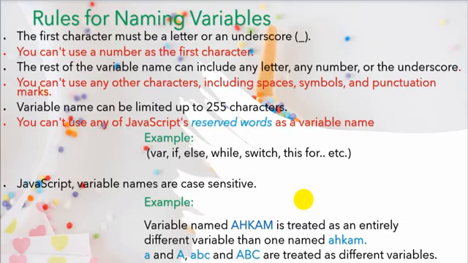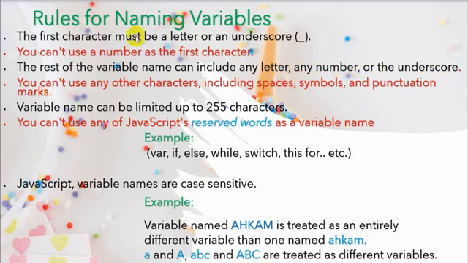Now we are moving towards the next rule. First we have seen that you have to start with a character. We can also start with an underscore, but we cannot start with any number. Simple. Now for the rest of the variable, if you are going to have more than one character, the rest of the variable name can include any letter, meaning any character from A to Z, any number from 1 to 9, or the underscore.